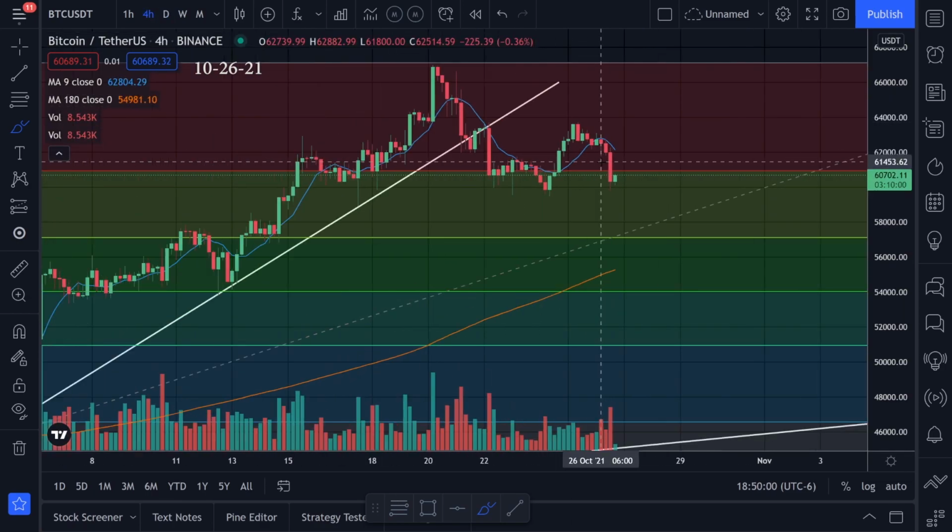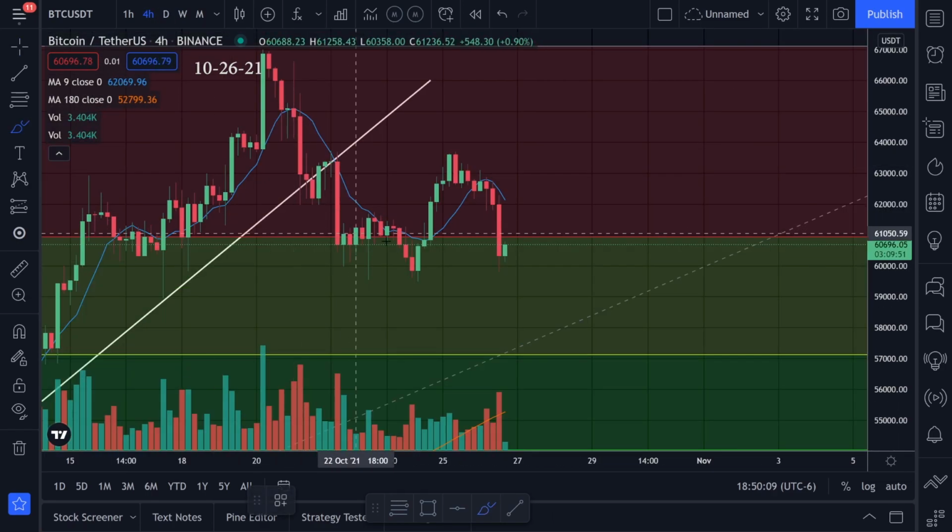And then yesterday I was talking about the 4-hour moving average as well. I was talking about how you can also use this.